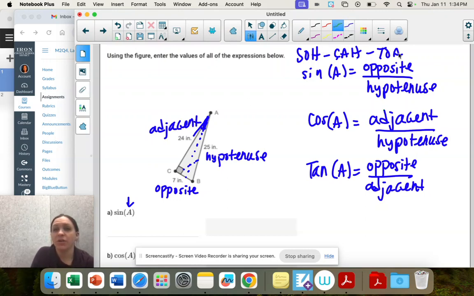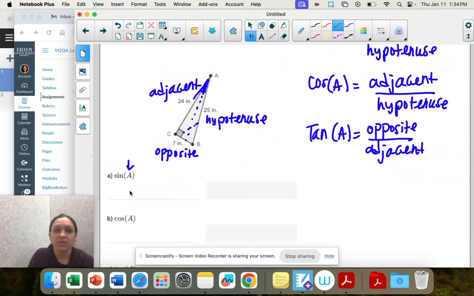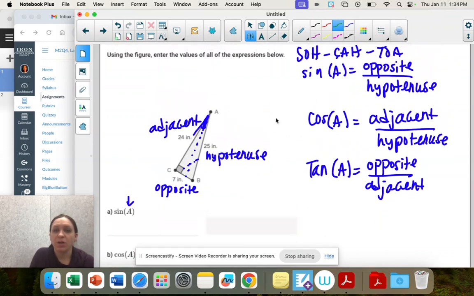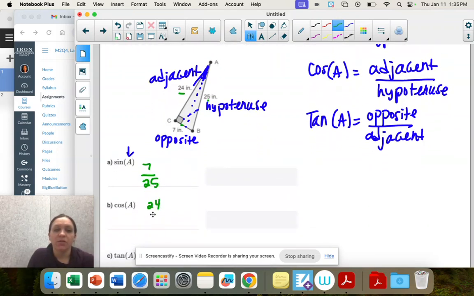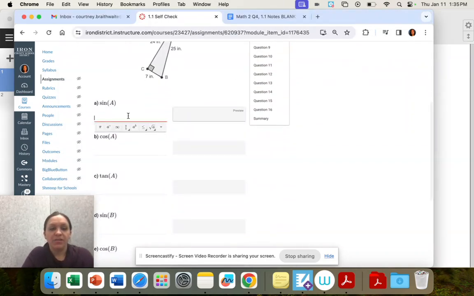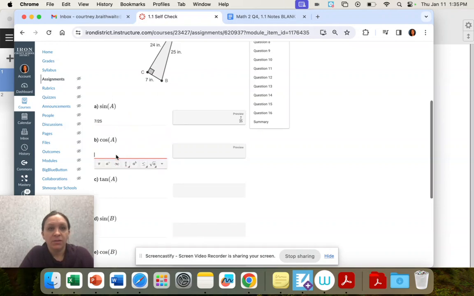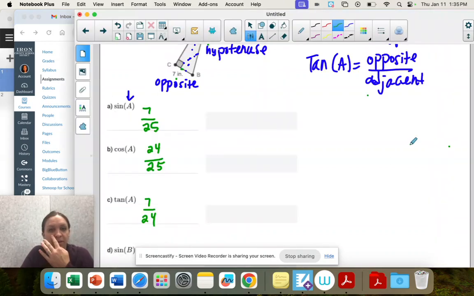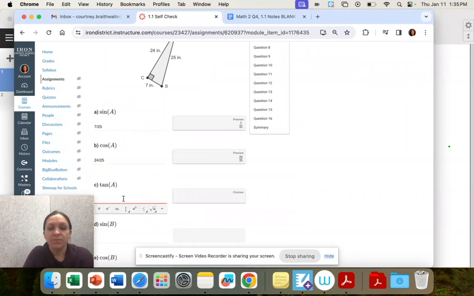And now we're just going to pull those numbers for sine, cosine, tangent. So sine is opposite over hypotenuse. So 7 is the opposite, hypotenuse is 25. Cosine, adjacent, 24 over the hypotenuse, which is 25. Tangent, opposite over adjacent. So 7 is opposite, adjacent is 24. So 7 over 25, 24 over 25, and then 7 over 24.